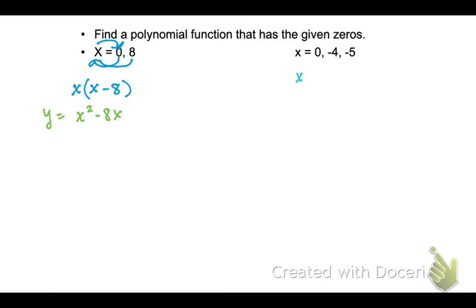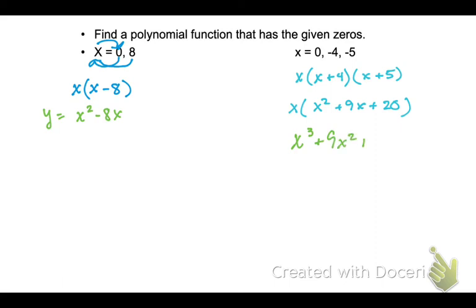X. And then x plus 4, x plus 5. And then I have to FOIL, right? So x squared plus 9x plus 20, times x. Oops, I didn't change to green. I was trying to do my steps and colors. So x cubed plus 9x squared plus 20x.